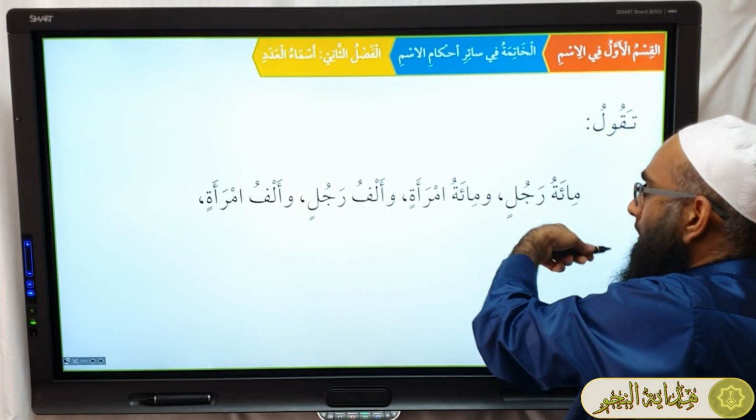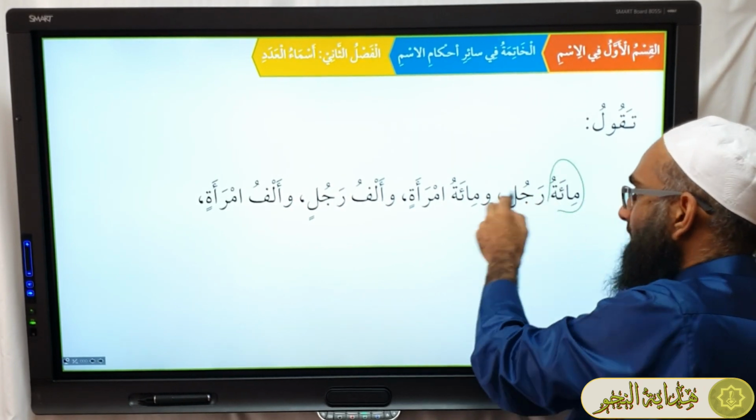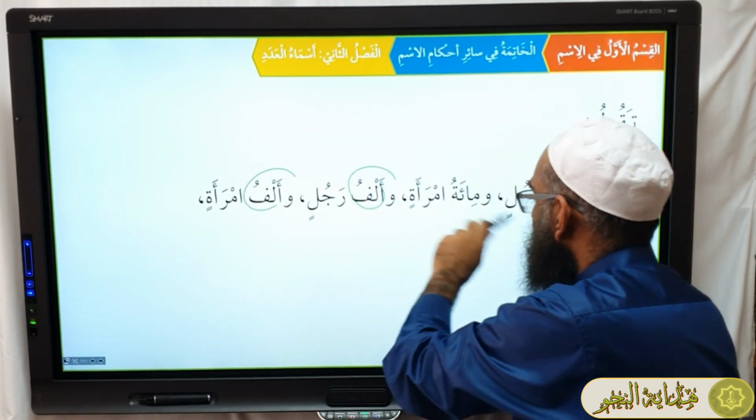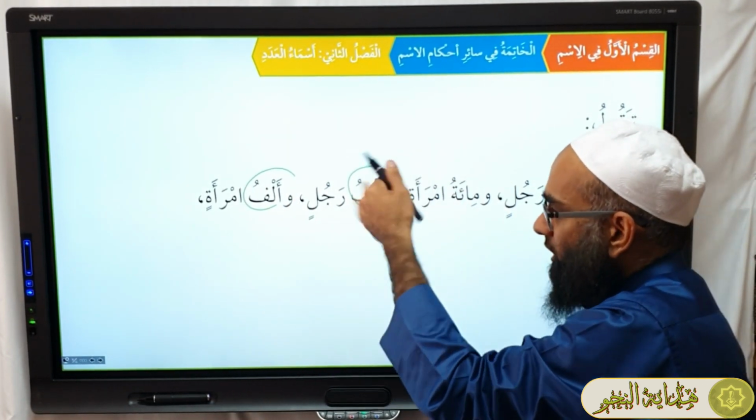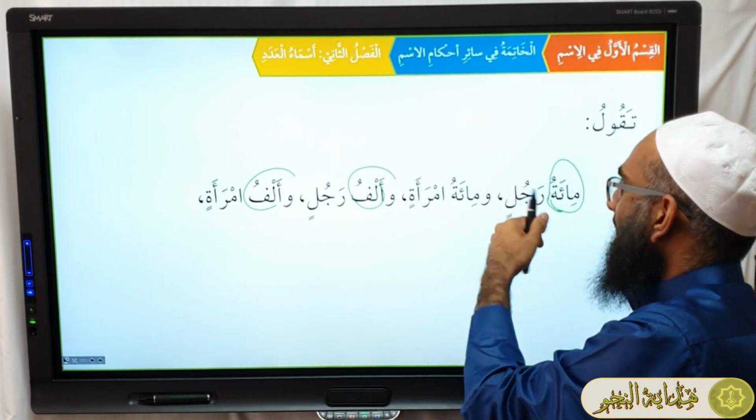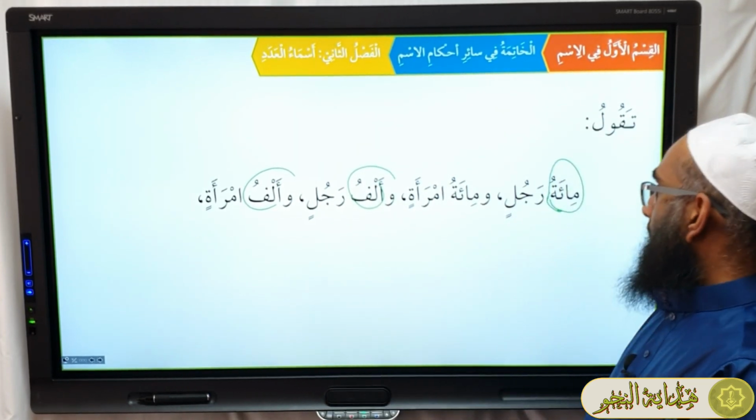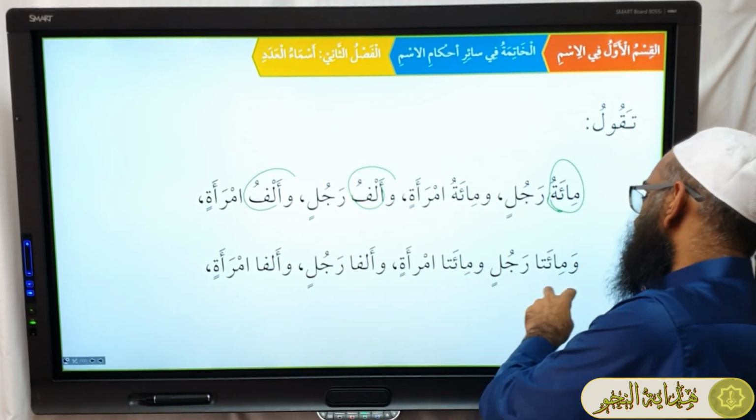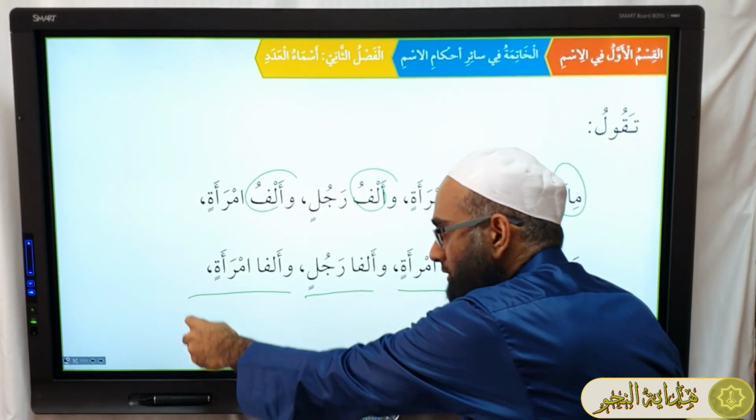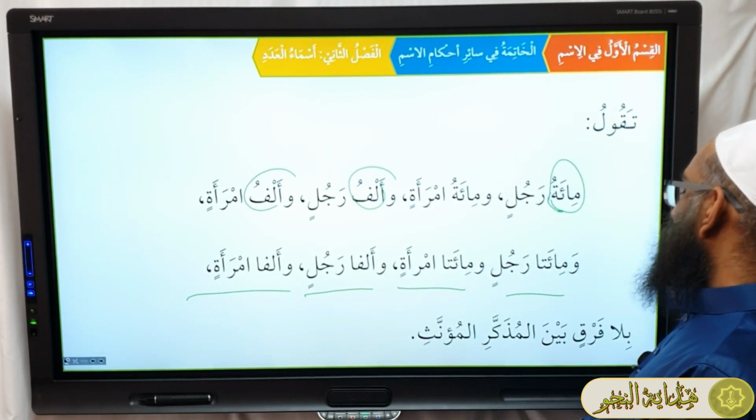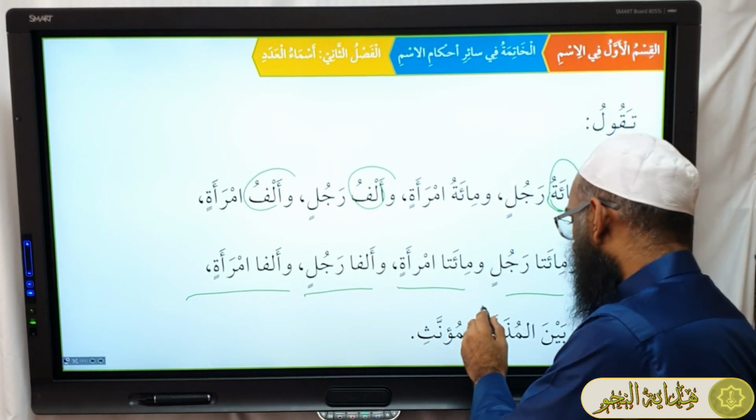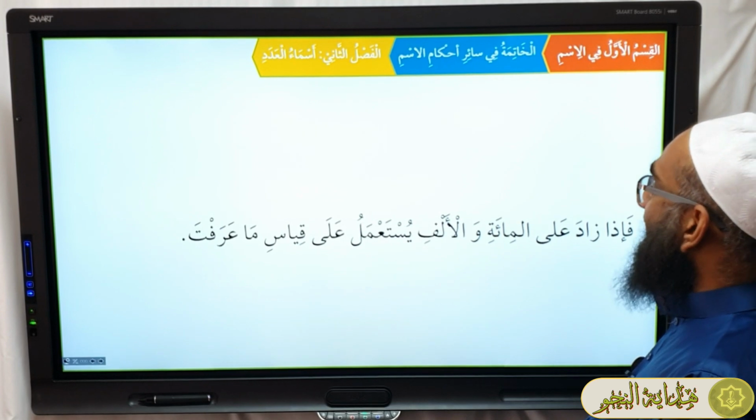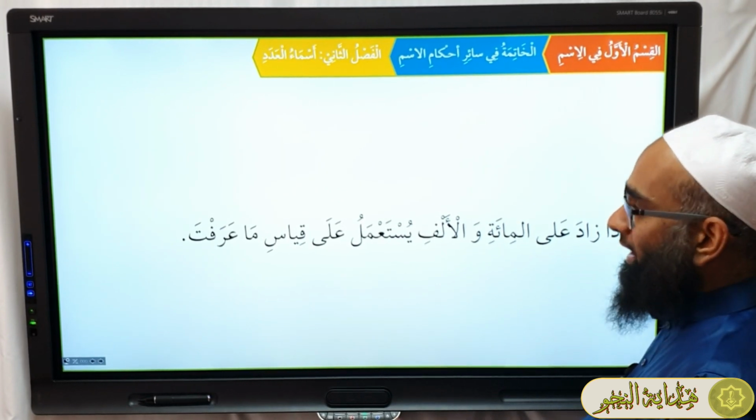gender is no issue. مئة رجل. مئة says مئة. The widow says widow, and the widower says widow. He doesn't worry about all the gender. He just says مئة رجل مئة امرأة ألف رجل ألف امرأة. There's no change for مئة or ألف. Stays the same. ومئة رجل ومئة امرأة وألف رجل وألف امرأة. 200 men, 200 women, 2,000 men, 2,000 women. بلا فرق بين المذكر والمؤنث. Yes. فإذا زاد على المئة والألف يستعمل على قياس ما عرفت.